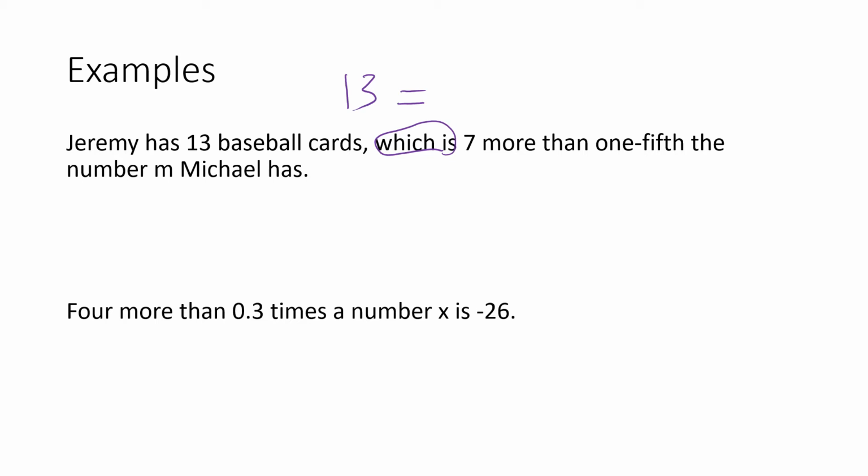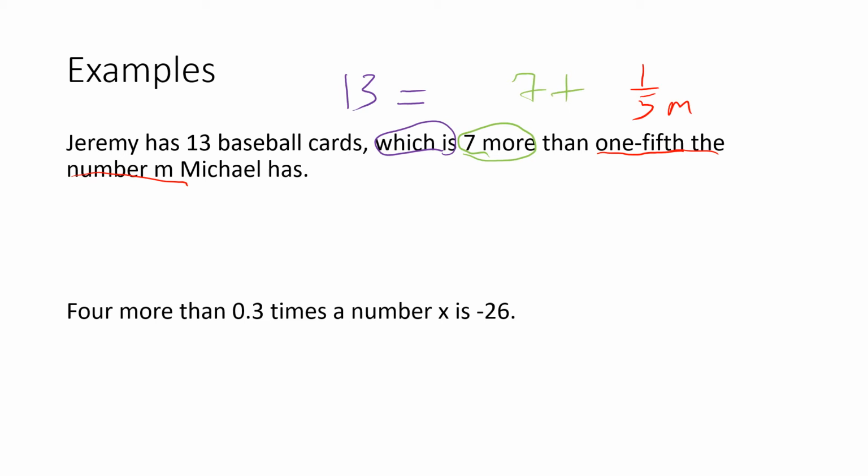Now let's look at our next part, which is 7 more than 1/5. How do we write 1/5? Let's use red for that. Well, 1/5 is simply written as 1/5. It says it's 1/5 the number M that Michael has, so 1/5 of the cards that Michael has, and now we have this 7 more. We just saw that 7 more means 7 plus.